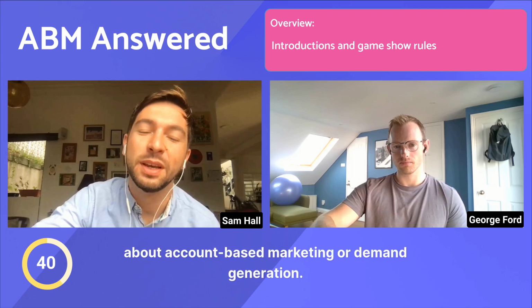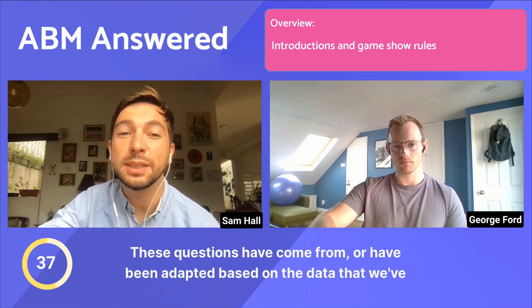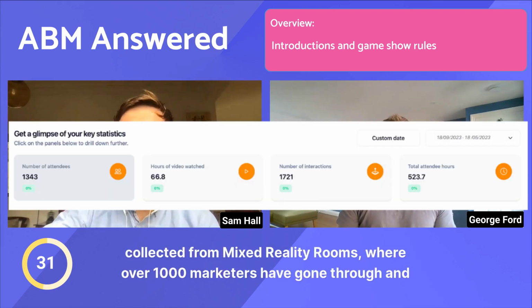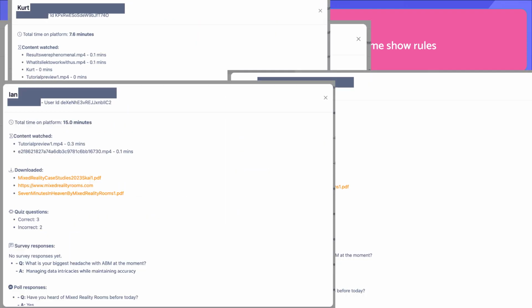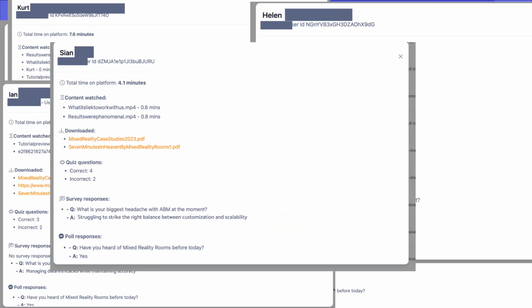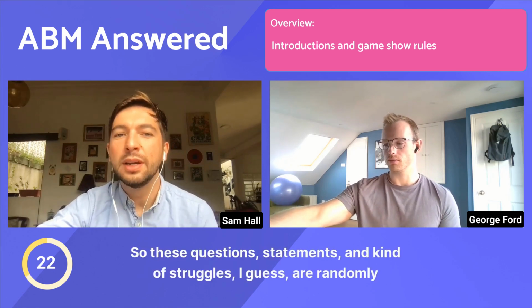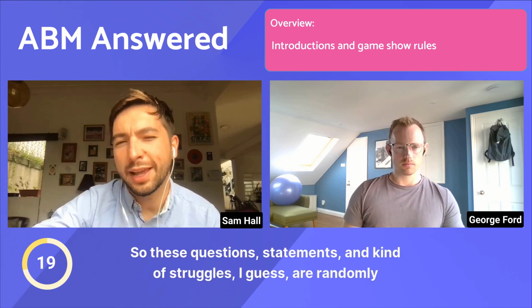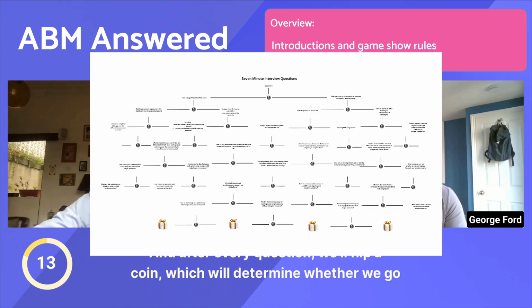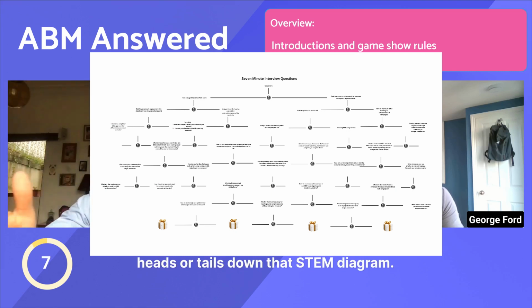To give a short concept of this video series, George will have 7 minutes to respond to questions all about account-based marketing or demand generation. These questions have come from, or have been adapted based on, data we've collected from mixed reality rooms, where over 1,000 marketers have stated their biggest struggles with demand generation and account-based marketing at the moment. These questions and struggles are randomly selected and plotted out on a stem diagram, and after every question we'll flip a coin, which will determine whether we go heads or tails down that stem diagram.